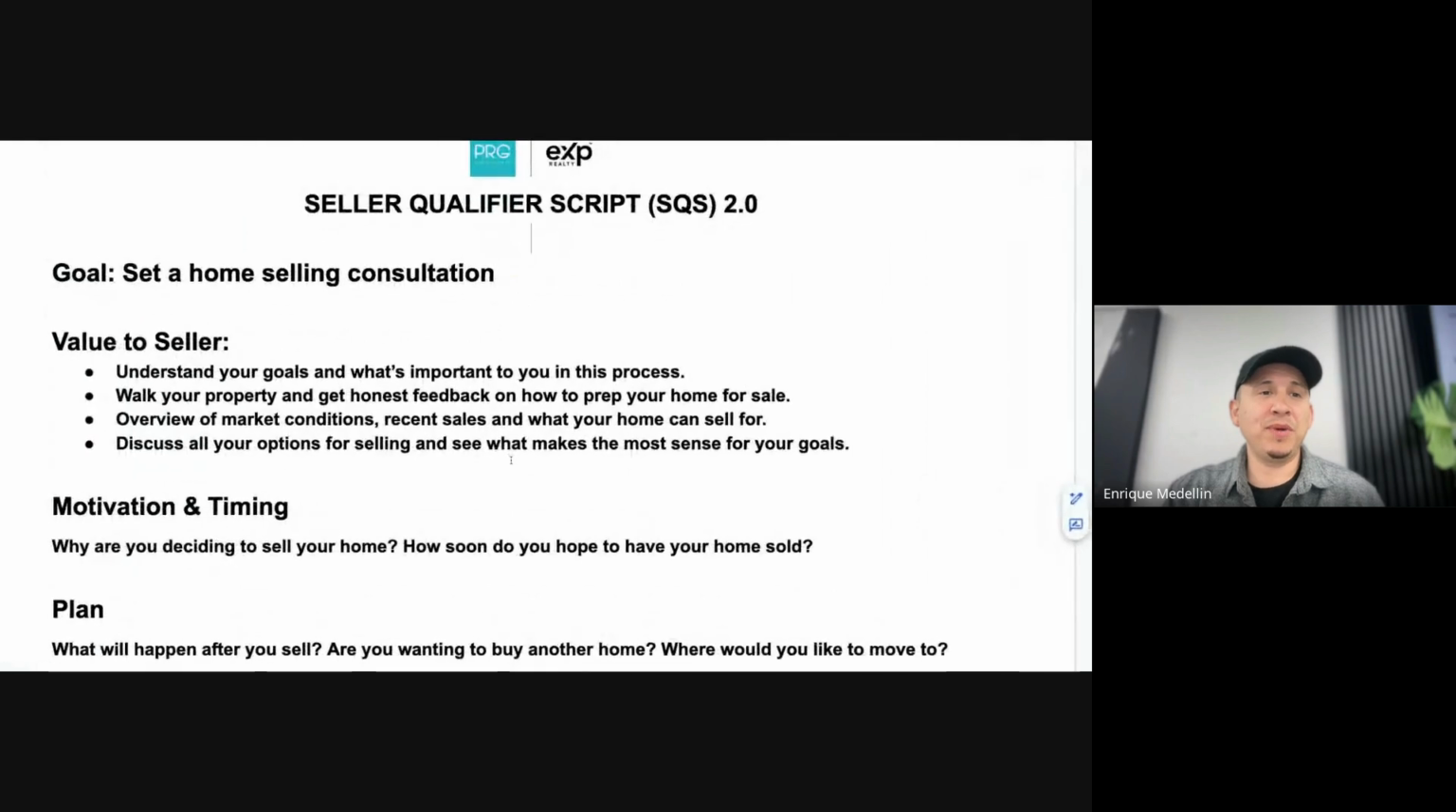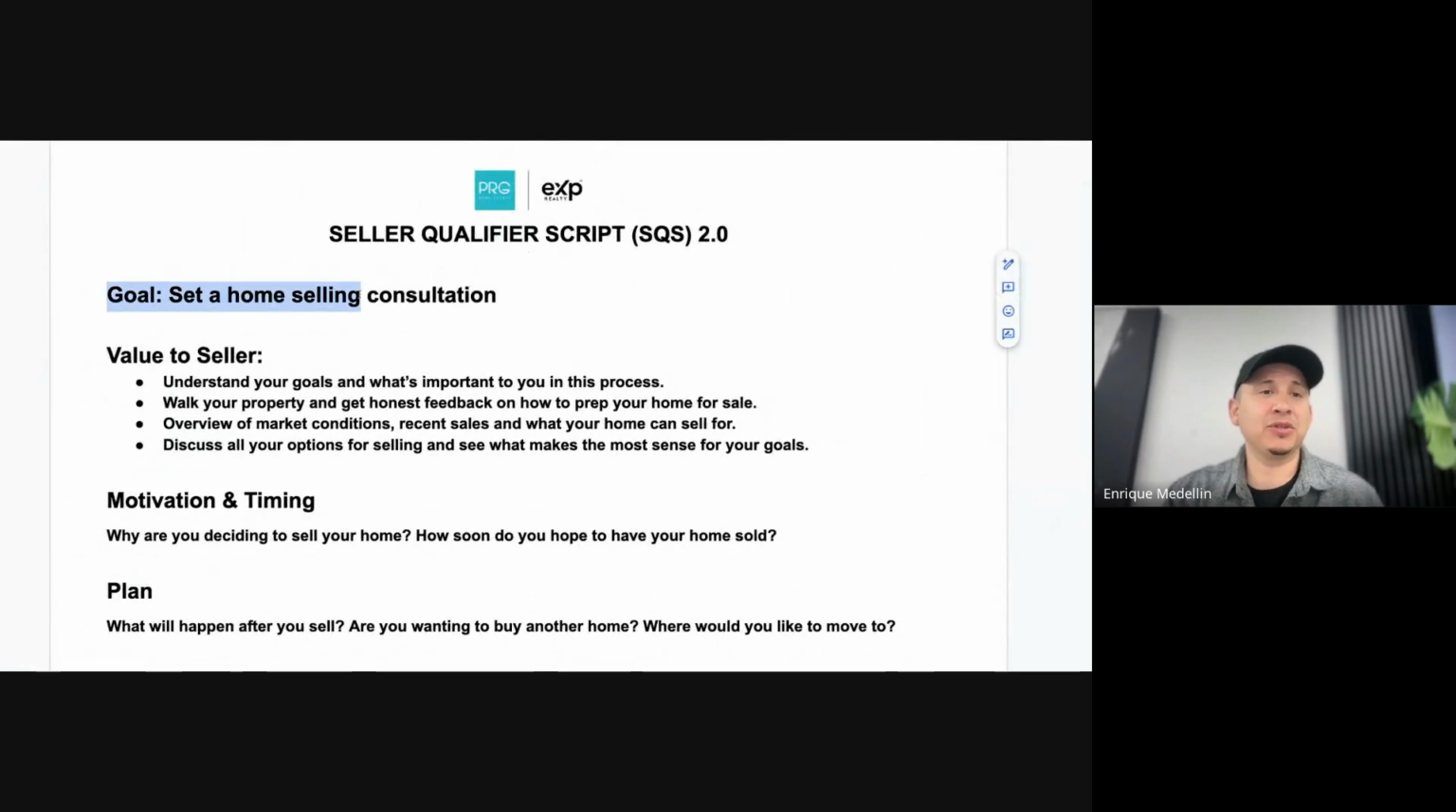Number one up here, what I added was just this top section. Your goal of talking to a seller is to set a home selling consultation, right? You can call it a consultation, you can call it a strategy, whatever that might be. But I wouldn't call it a listing appointment. I wouldn't say, hey, Mr. Seller, do you want to set up a listing appointment? They don't know what that means. You need to say it in terms of what is beneficial to them. You want to set up a home selling consultation, a home evaluation. Do you want to set up a home selling strategy session? Using that type of language is going to elevate the importance of why we need to meet.